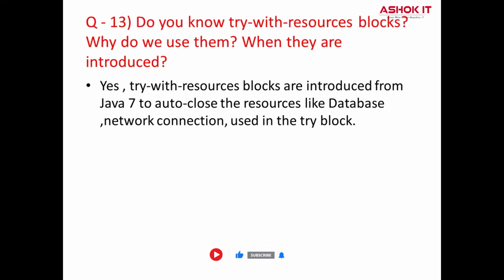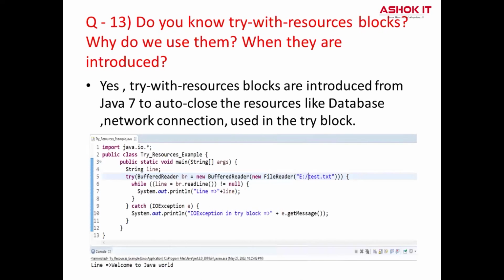Yes, I know try with resources. It was introduced in Java 7. Why was it introduced? To close resources like file IO streams, database connections, and network connections, which are used in the try block. You can see this example also. You need not close the resources explicitly in your code.